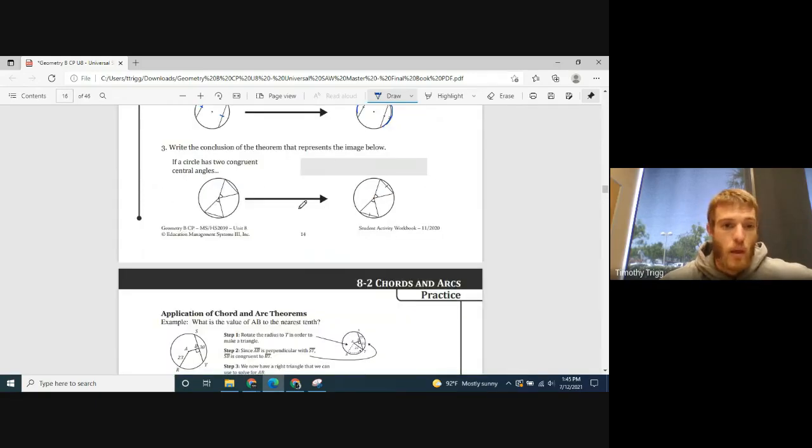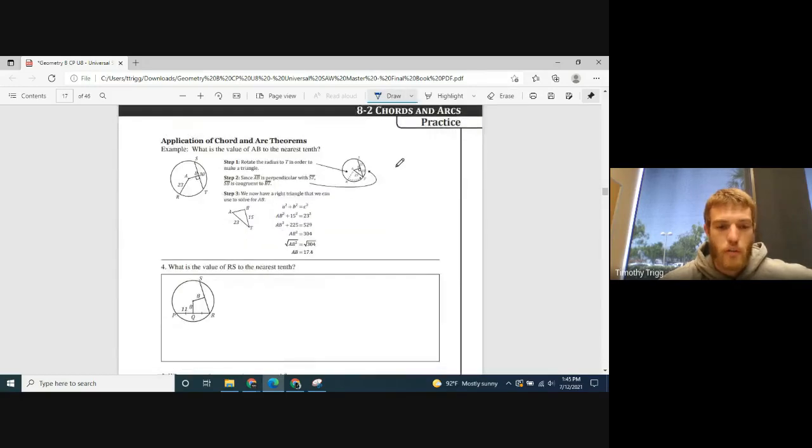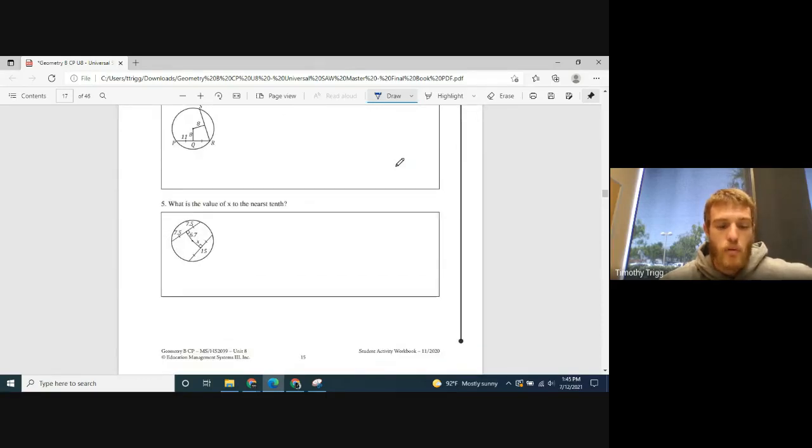Number 3, if a circle has 2 congruent central angles, so see these little swooshes on these angles, that means they're trying to tell you that those 2 angles are congruent. So if you have 2 congruent central angles, then their chords will also be congruent. And you can see that here, this chord and this chord. See how they have those tick marks? That means those chords are also congruent. Okay. So go ahead and fill those in. Once you're done with that, let's move on to page 15.